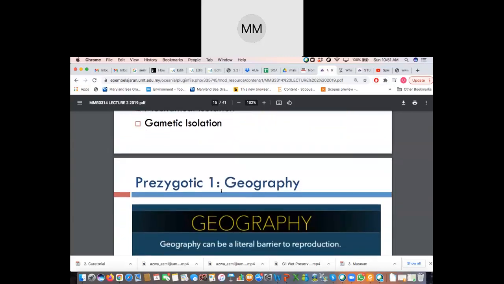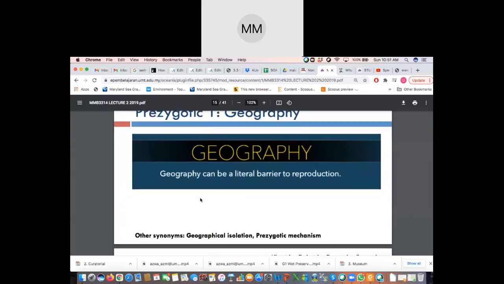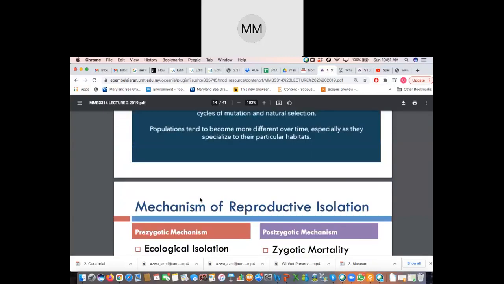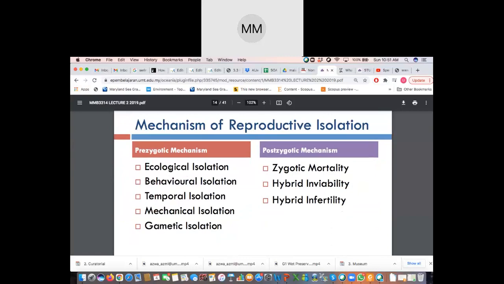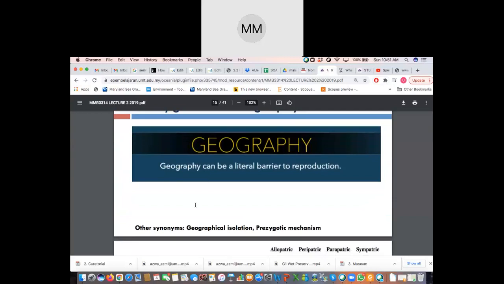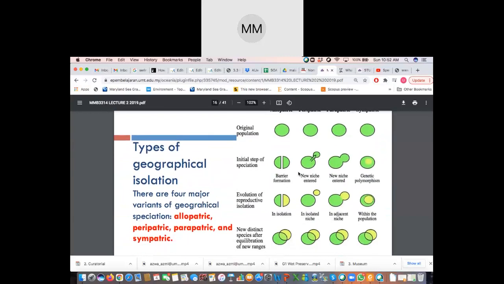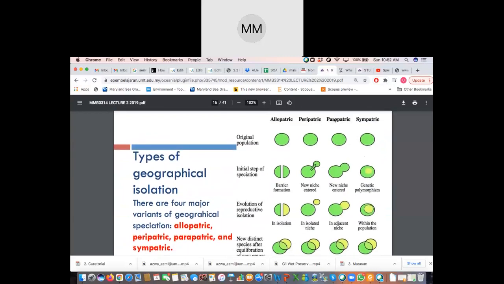Okay, so let's go through some examples here. I have a mixture of marine, aquatic, and also some terrestrials, so just keep that in mind. The first one we're talking about is ecological or geographical, which can be a literal barrier for reproduction. Within ecological or geographical, there are 4 more different types: Allopatric, Peripatric, Parapatric, and Sympatric.